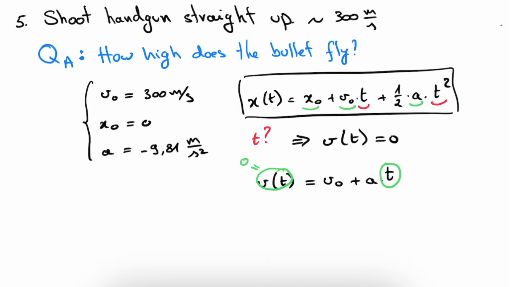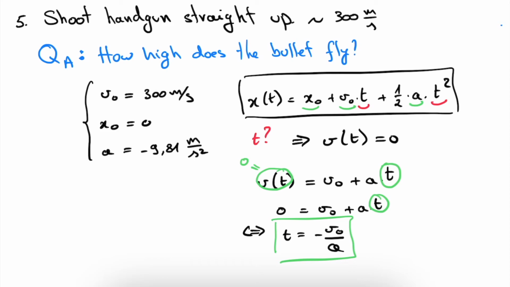And using this, we can rewrite this formula with v of t equals 0. And at this point, we can rearrange this formula to get t, which basically becomes t is minus v0 over a. And this formula gives us t directly, because if we fill this in, we get 300 meters per second, which is the velocity that the bullet leaves the gun, divided by minus 9.81 meters per second squared. And then we don't forget this minus sign in front, which comes from this one.